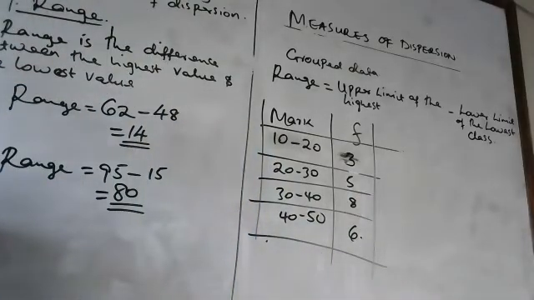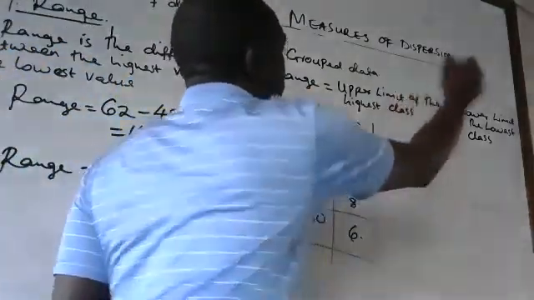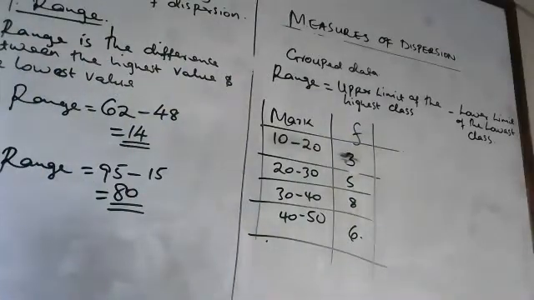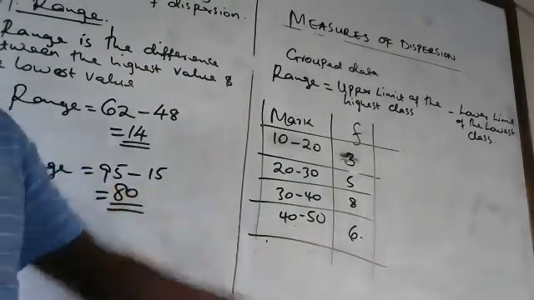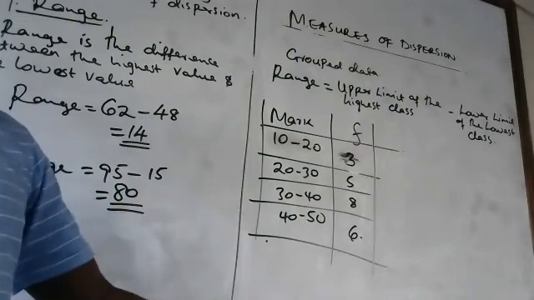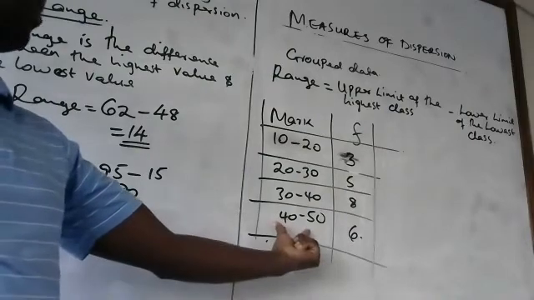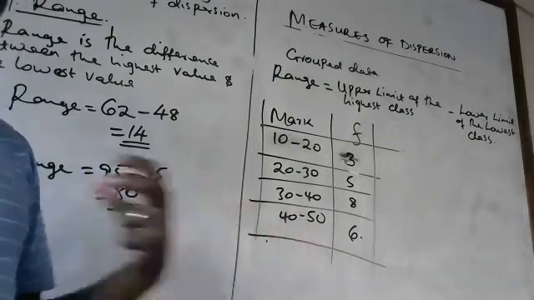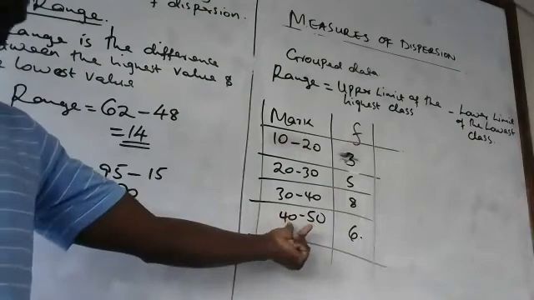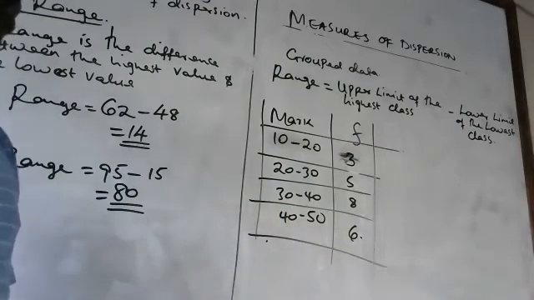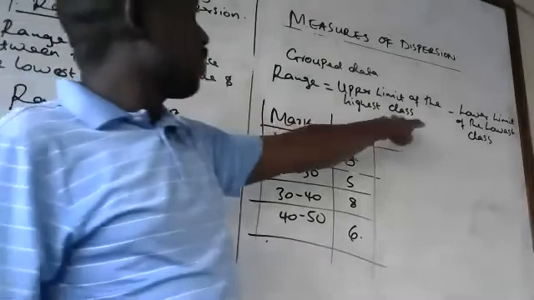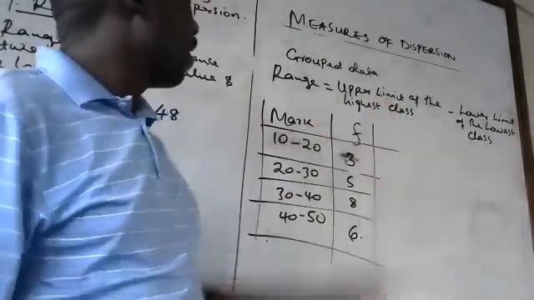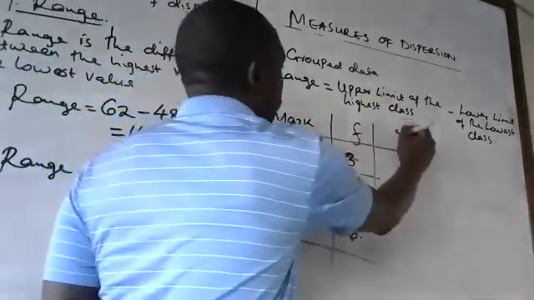Now you are told, what is the range? The range, we have said, is the upper limit of the highest class. The highest class is 40 to 50. That is where those who scored the highest marks are going to be. Even if it is marks, the highest marks will be in this particular class. So you take the upper limit, which in this case is 50.